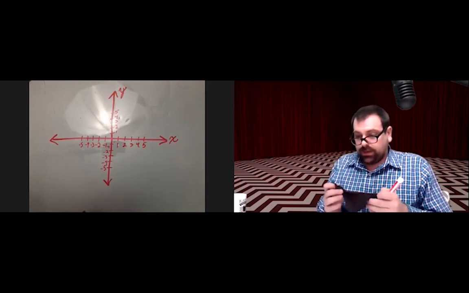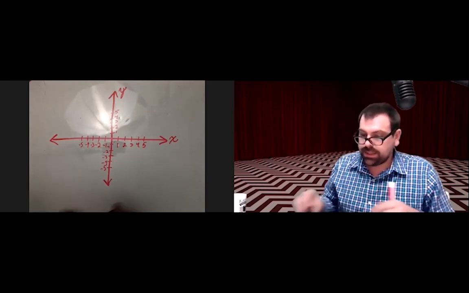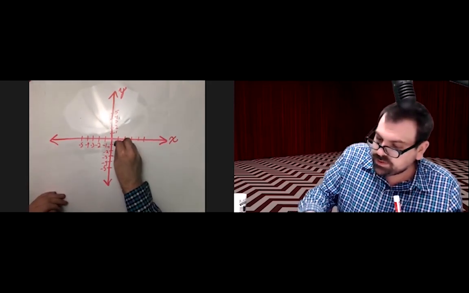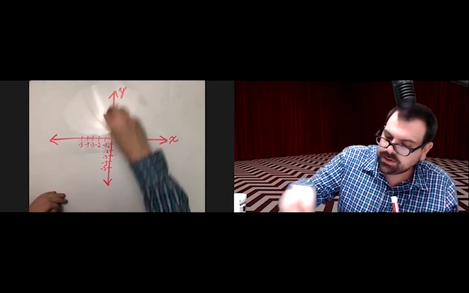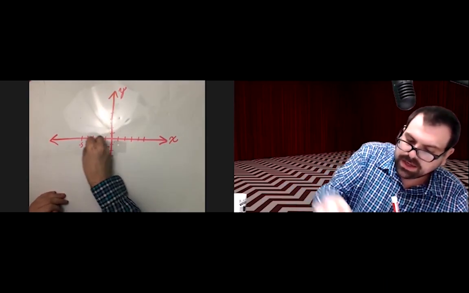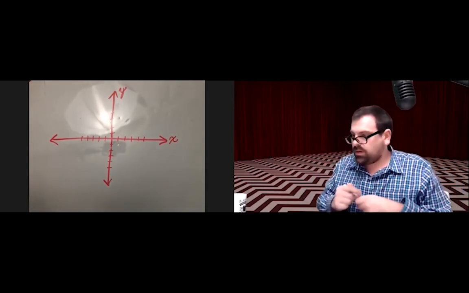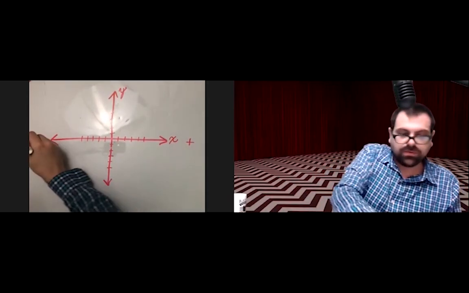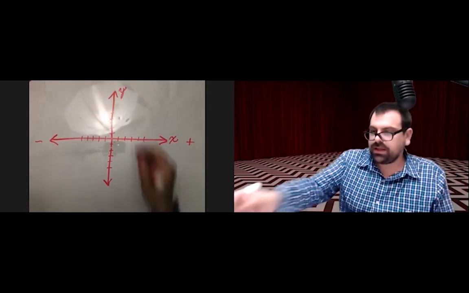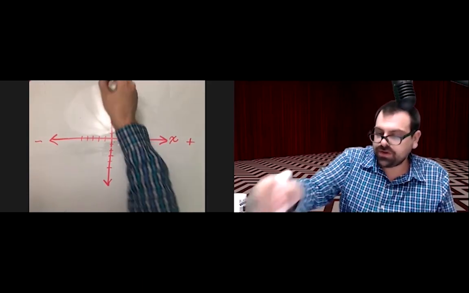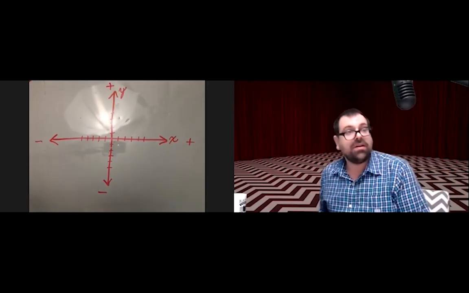I'm going to go ahead and clear these numbers out of here just to declutter a bit. And I'll indicate positive, negative again. So positive numbers to the right, negative numbers to the left, positive numbers up, negative numbers down.